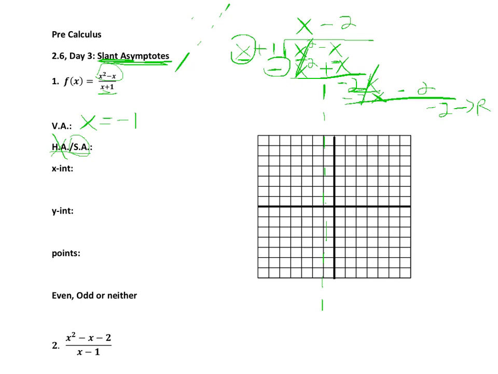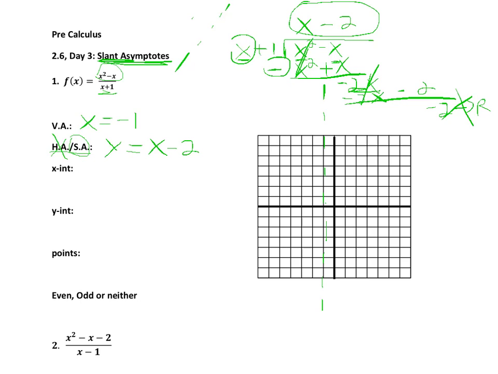Now the remainder is really going to be useless for this. We're not using the remainder at all. You can just cross this out. I really don't care about it. Whatever I get up here is going to be the equation for the slant asymptote. So it's going to be y equals, and what I just circled there, x minus 2.